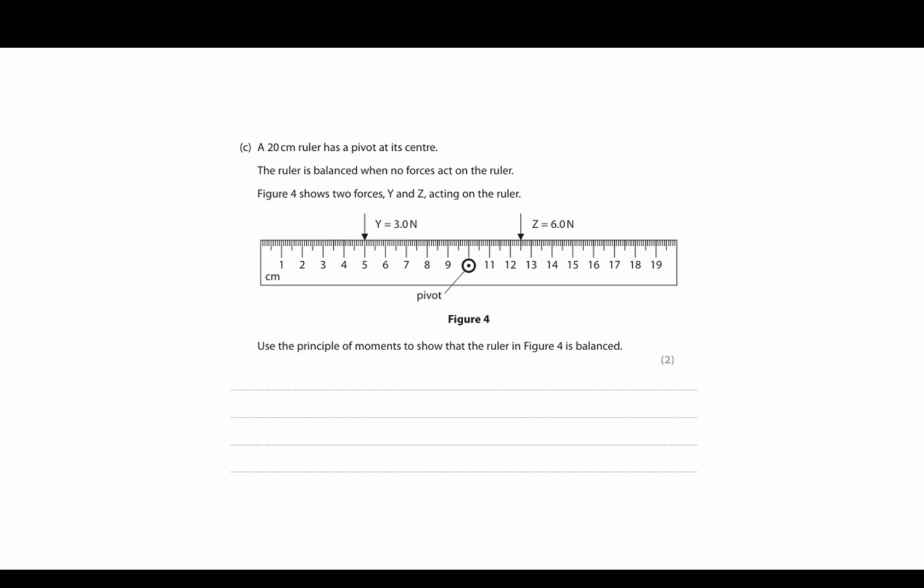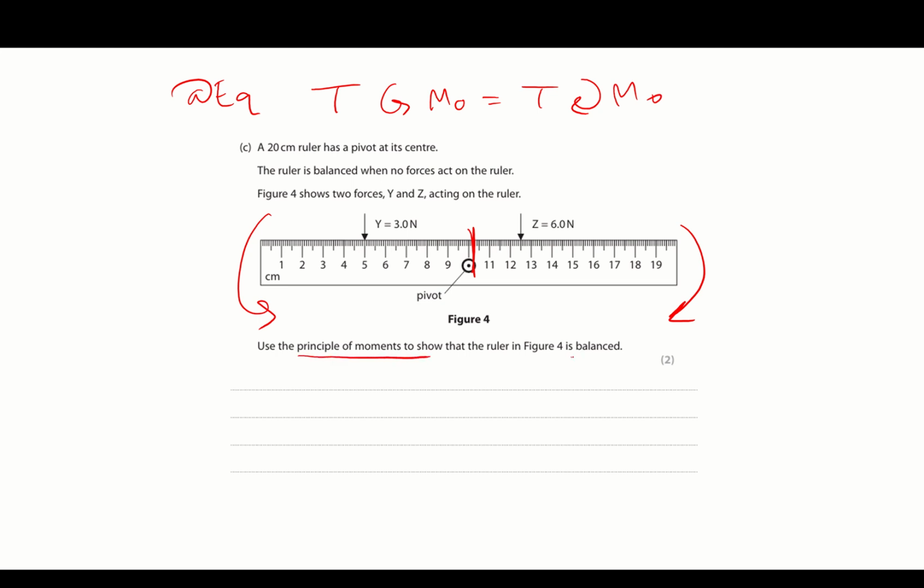We've got a 20 centimetre ruler, has a pivot at its centre. So we can see we've got the clockwise turning moment, the anti-clockwise turning moment, and at equilibrium, we know the total anti-clockwise moment will equal the total clockwise moment. So it says use the principle of moments to show that it's balanced. So we know total, and can you see I've underlined the total, anti-clockwise equals total clockwise. I've taught you to draw a line and then just do your calculations on each side.